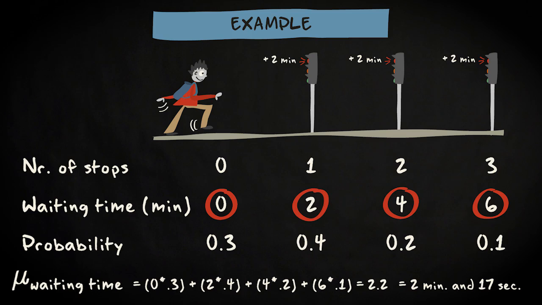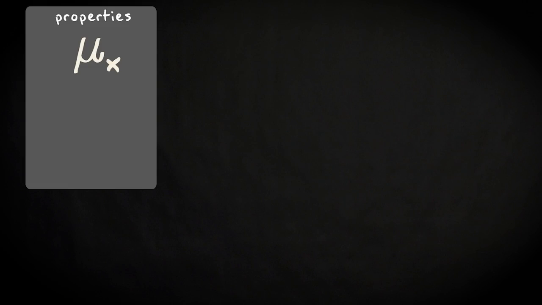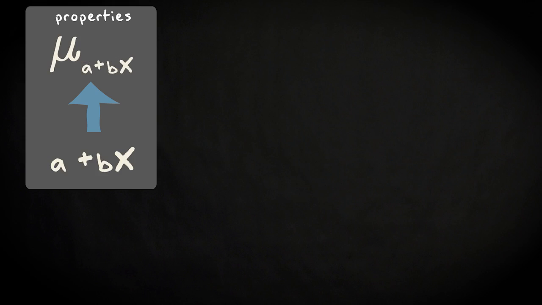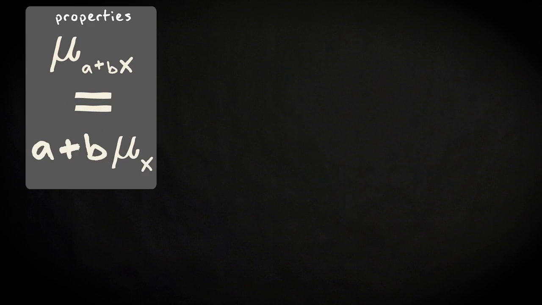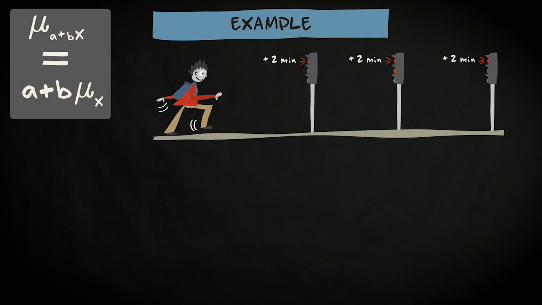Now let's look at some properties of the mean of a random variable. First, we consider what happens if a random variable x is adjusted by adding a value a and multiplying it with a value b. Then the mean is affected as follows. Let's return to our example. As it turns out, you found a shorter route, saving 1 minute on your trip.